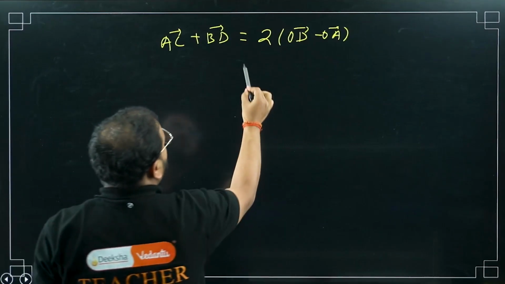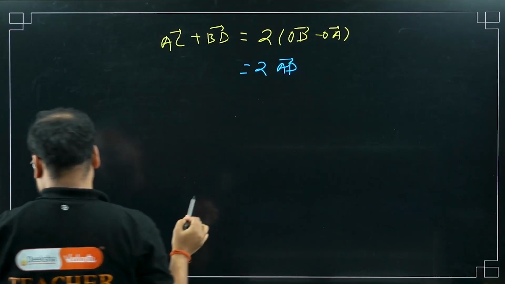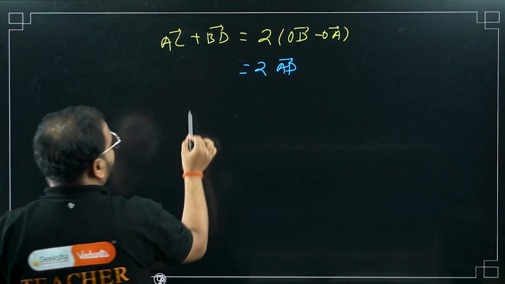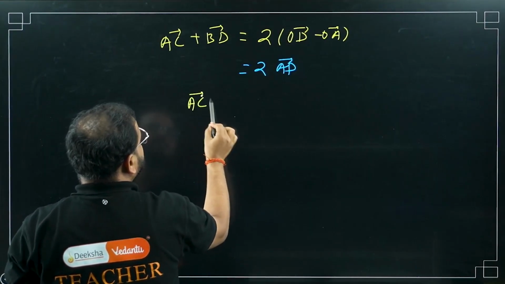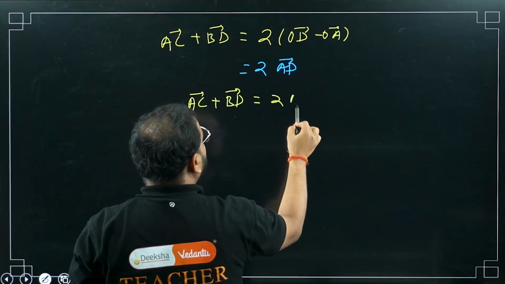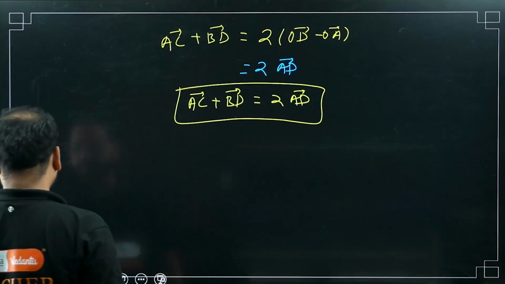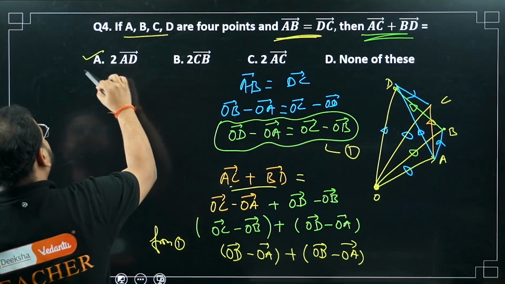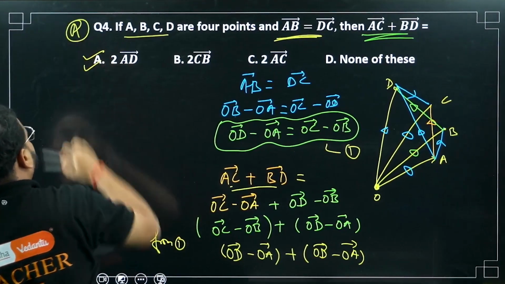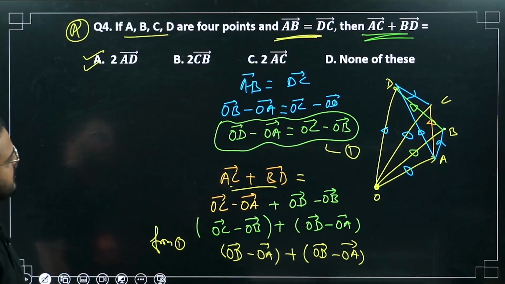So I can write here simply twice of AD. So my final answer is: AC plus BD vector is twice of AD vector. Option number A. Simple enough? Yes? Okay, sir.